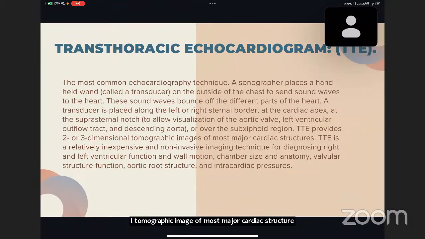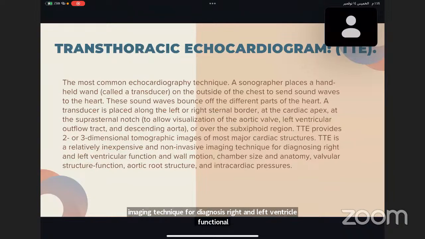The transthoracic echo is a relatively inexpensive, non-invasive imaging technique for diagnosis of right and left ventricular function and wall motion, chamber size and anatomy, valvular structure and function, aortic root structure, and intracardiac pressure.